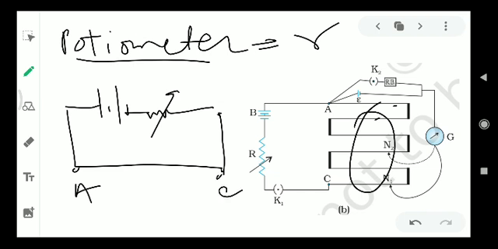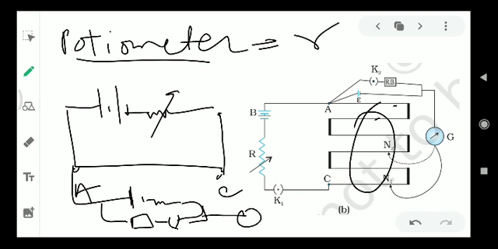This point A is connected to some battery, some cell whose internal resistance you want to calculate. So this is its internal resistance. In parallel to it, you have connected some resistance box and one key, and this whole circuit is connected to a galvanometer, and you want to find out its balance length. So this is a very simple circuit, not a complicated one.